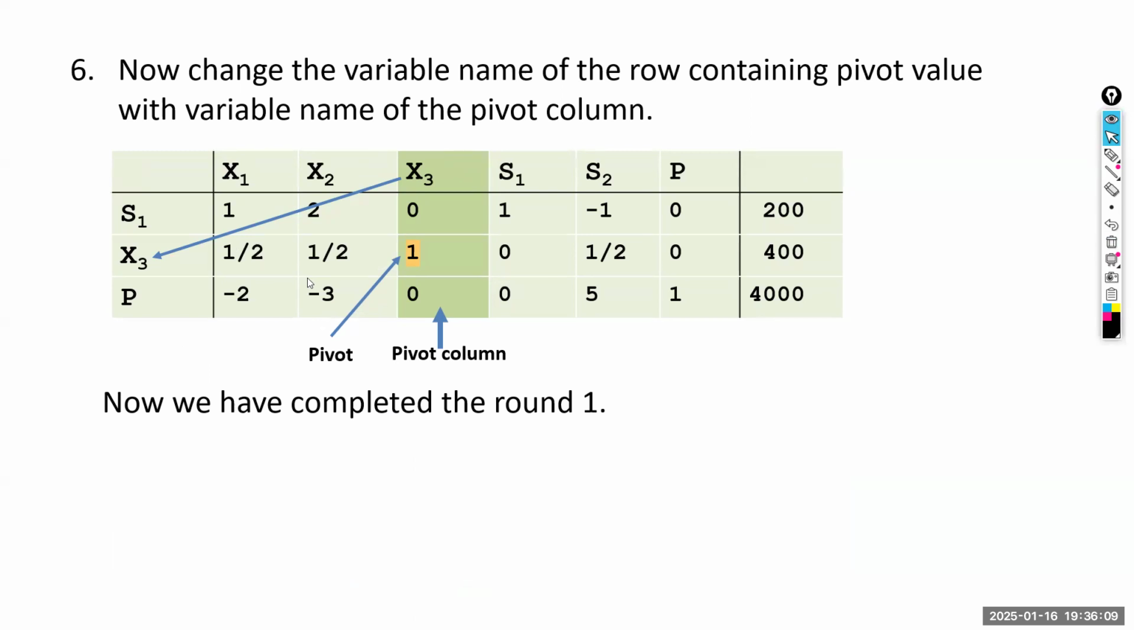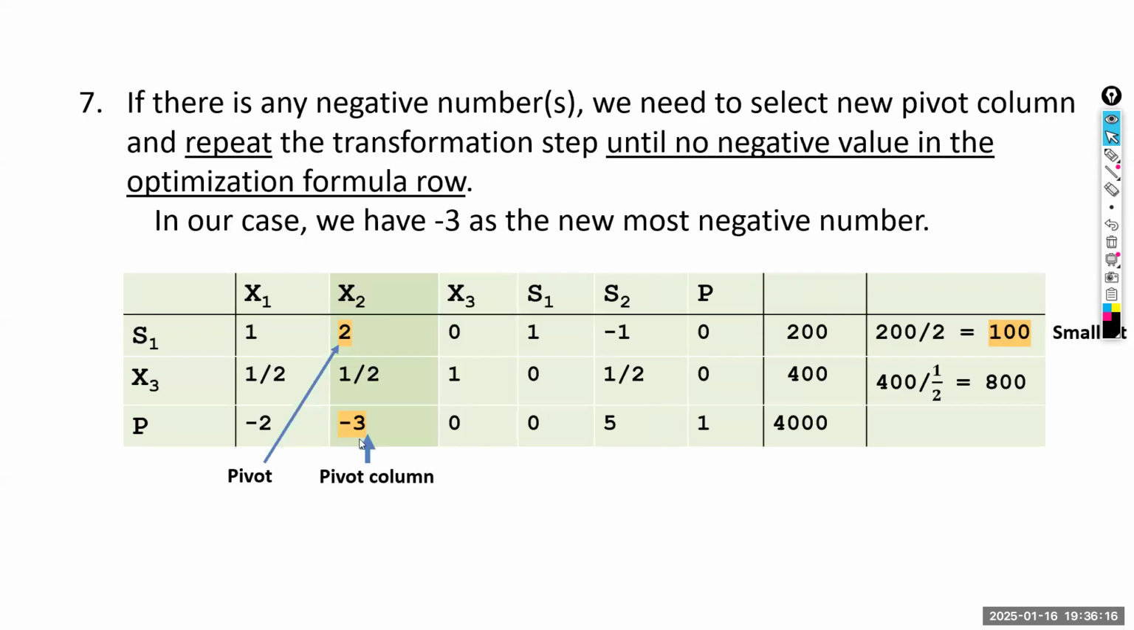Now only you go to looking for the next biggest negative number, which is minus 3. Okay, minus 3. Then you divide 400 by half, 200 by 2. Then the smallest is 100. So therefore, this is your new pivot for the second iteration. Now your task is using elementary operation, make it 1. Using elementary operation, make these zeros. How to make it 1? Multiply this row 1 by half. Right? Multiply row 1 by half.